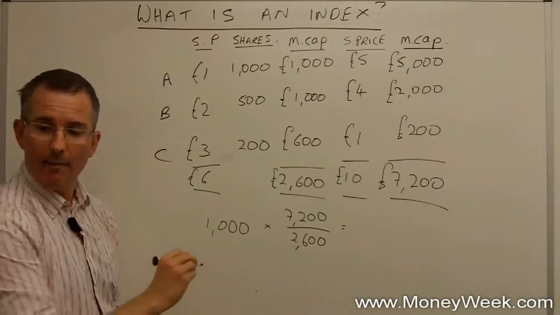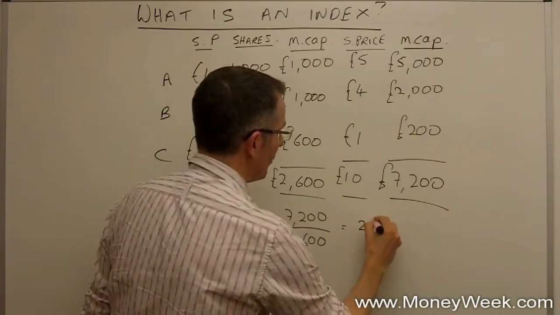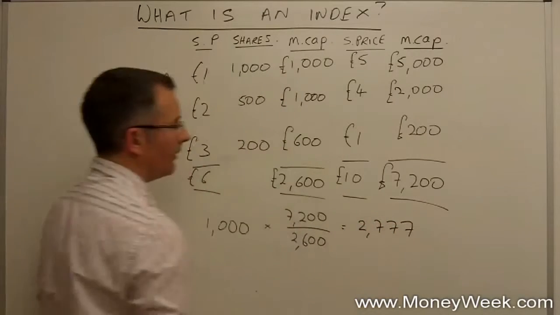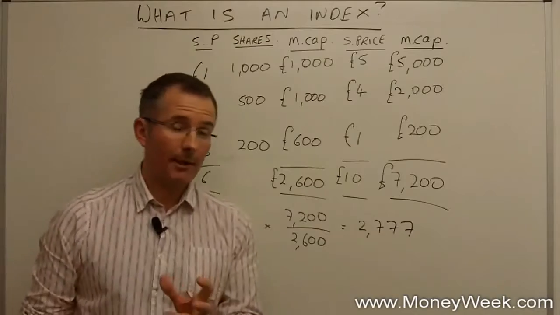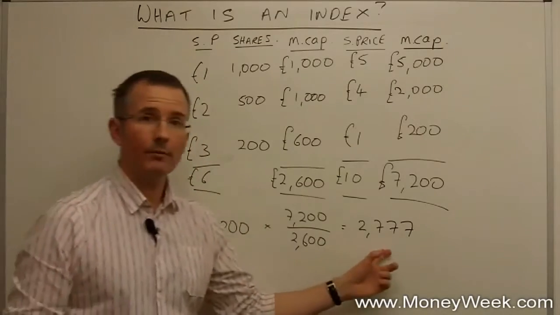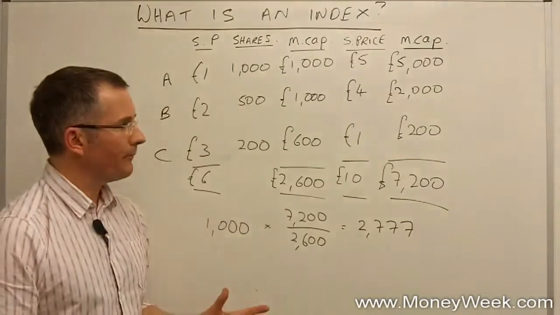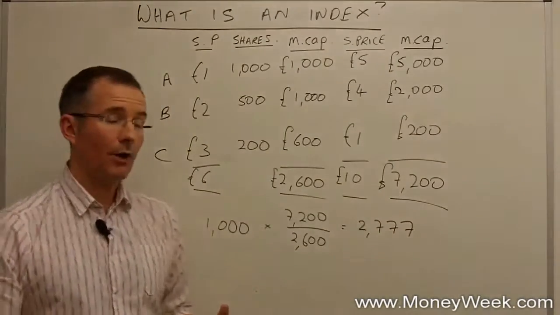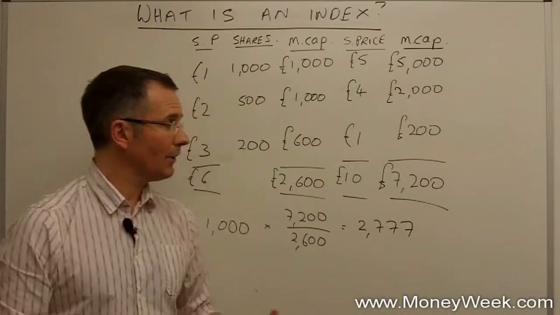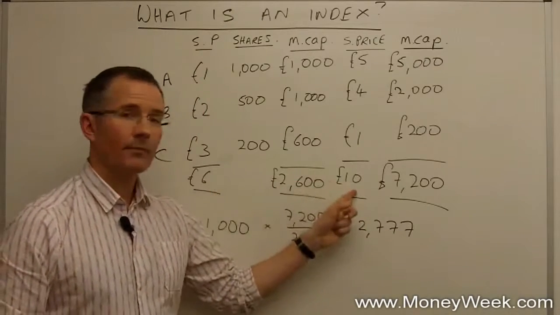And I make that, if I've done the maths correctly, about 2777. So using market capitalisation, the index has almost trebled over the year. But is there another way to look at this? What if I take the Dow Jones approach in the US and just do it on share prices?